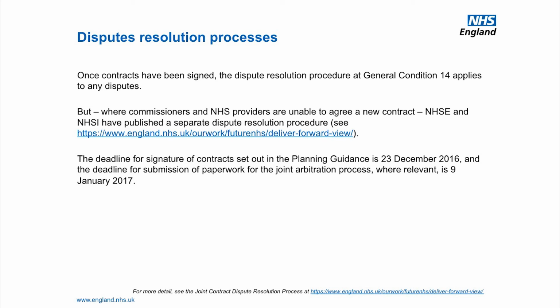So instead, NHS England and NHS Improvement have published again for 17/19 a separate dispute resolution procedure relating to failure to agree new contracts. That's set out as an annex to the main planning guidance, and the web link to it is on the screen. As part of the timescale for the procedure, there's a deadline you will all know, have engraved on your hearts already, for contract signature: a very challenging deadline of the 23rd of December. Following that, the deadline for submission of paperwork into this joint arbitration process is the 9th of January 2017. So that's a date to bear in mind.